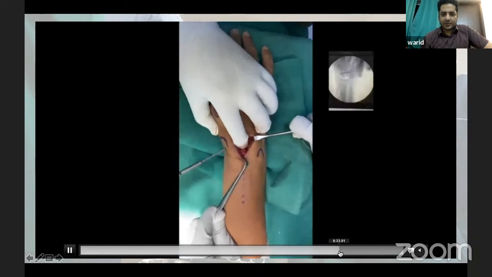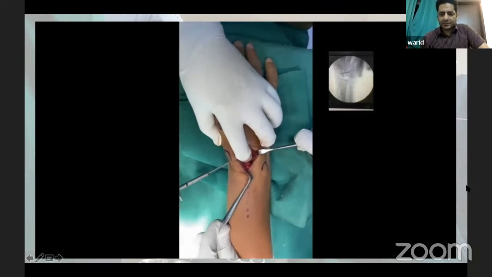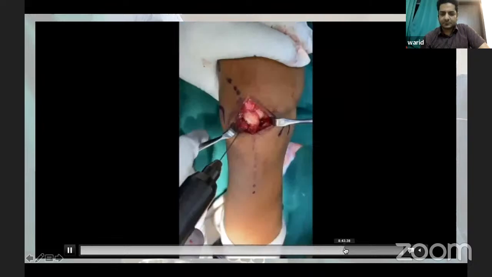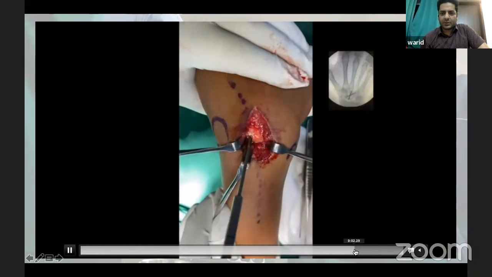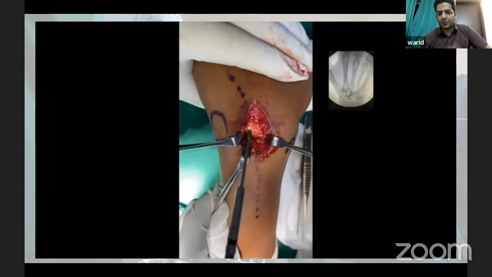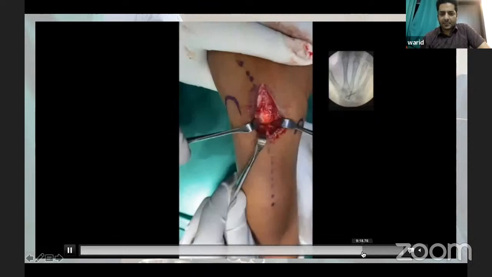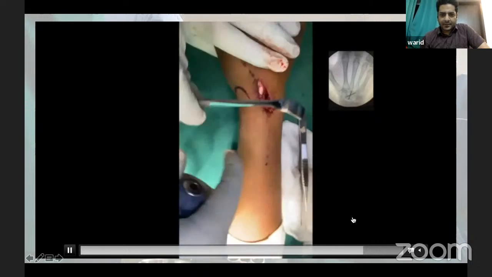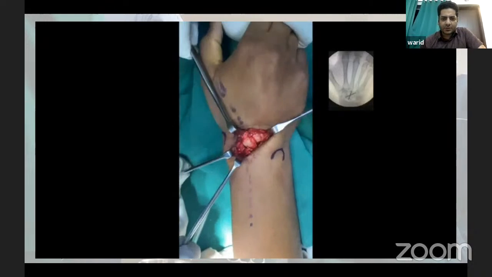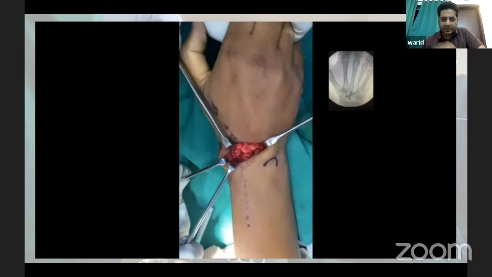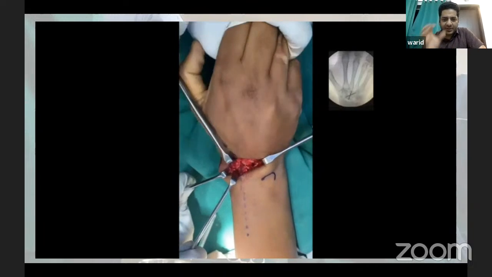So that is one going from the distal pole of the scaphoid into the capitate, and then another is going from the proximal pole to the capitate. And after fixation, when we fix it with Herbert screws, we get a good stable fixation. One can check all range of motions: varus, valgus, flexion, extension, and so on.